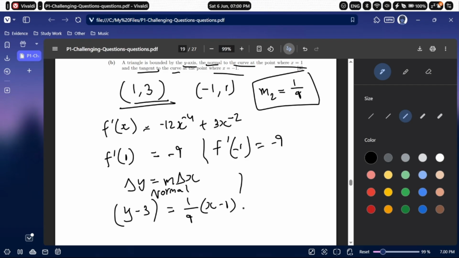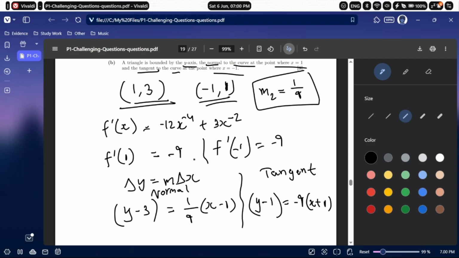Okay. Next, you have to find out the tangent equation, which is at x is minus 1. So for that, you just use the gradient as minus 9, right? So this is minus 1 comma 1. So over here, you use this point. So y2 minus 1, minus 1 is minus 9 times x plus 1. These are your two equations.